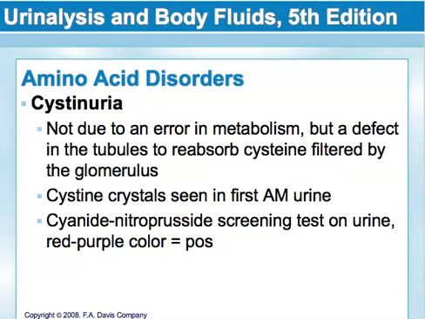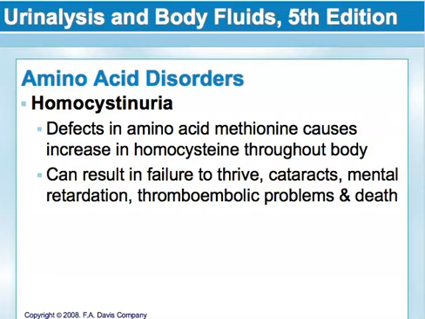Cystinuria is not due to an error in metabolism, but a defect in the tubules to reabsorb cystine filtered by the glomerulus. So cystine crystals would be seen in the first morning urine. The cyanide nitroprusside screening test on urine can be used, and it would produce a red to purple color in urine that contains excess cystine. Homocystinuria is a defect in the amino acid methionine that causes increase in homocysteine throughout the body. This one can result in failure to thrive, cataracts, mental retardation, thromboembolic problems, and death.